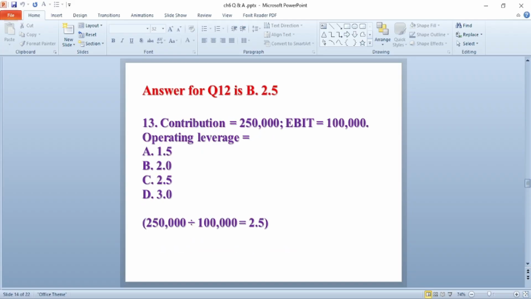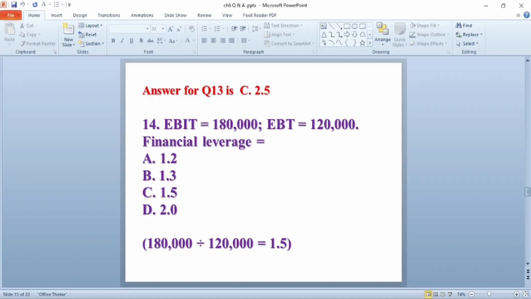Question number 14. Earning before interest and tax is 180,000, earning before tax is 120,000, financial leverage is equal to dividing this earning before interest and tax by 120,000 earning before tax, which is equal to 1.5. So the answer is C.